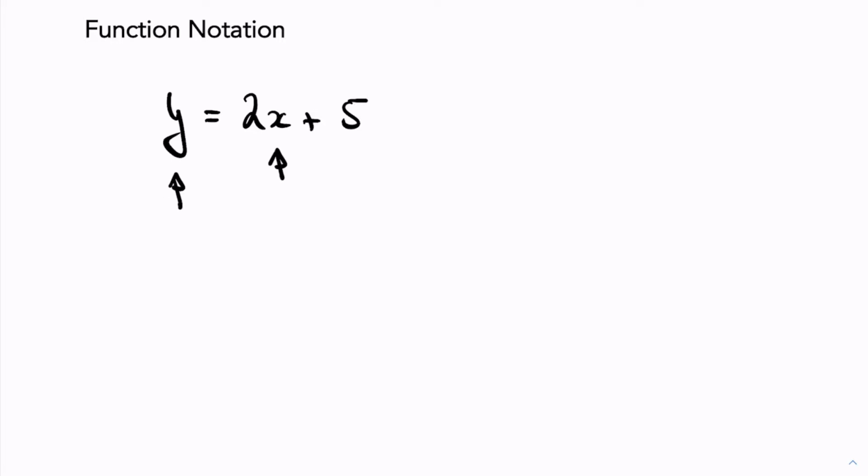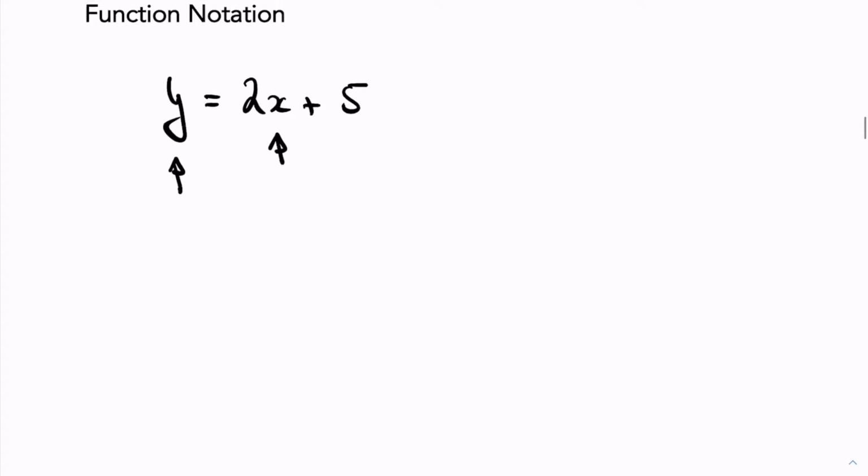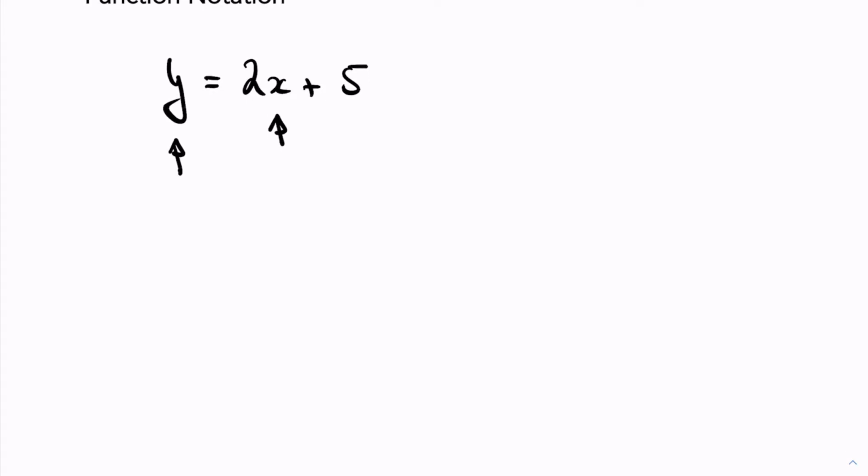Now function notation is just a modification of this in that instead of writing y, we write f of x. Okay, so this stands for f of x. And unlike variables x and y, which you're used to seeing to represent numbers, f here does not represent a number. F is like the connection between x and y, so it's a little bit more abstract than that.